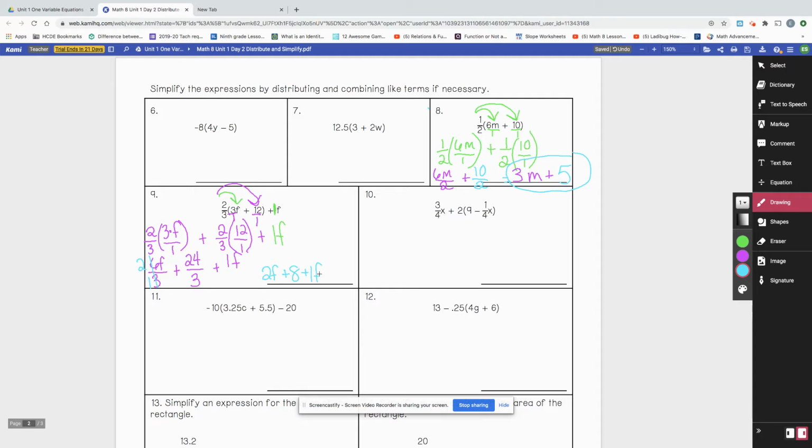So you can ask yourself, am I finished simplifying? Well, almost. One more step in here: we can use the commutative property with 8 and 1f. So that would become 2f plus 1f plus 8. 2f and 1f are like terms, so 3f plus 8. And there we have the final simplification for the given expression in number 9.